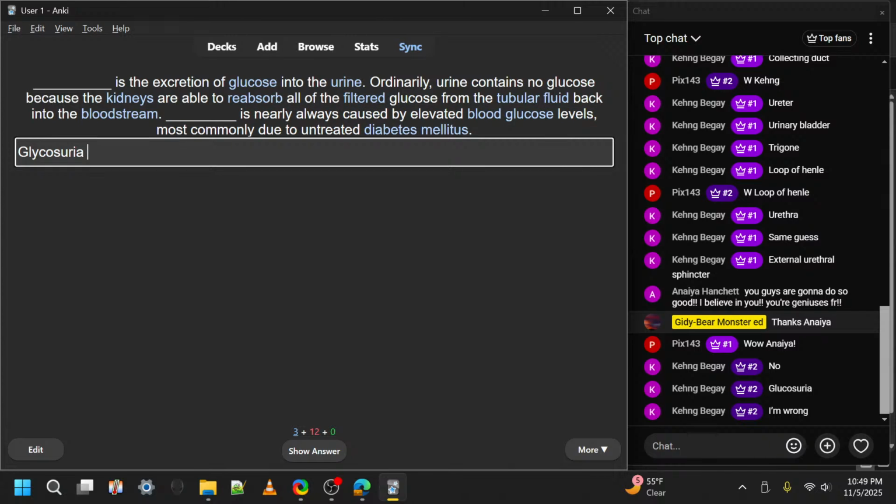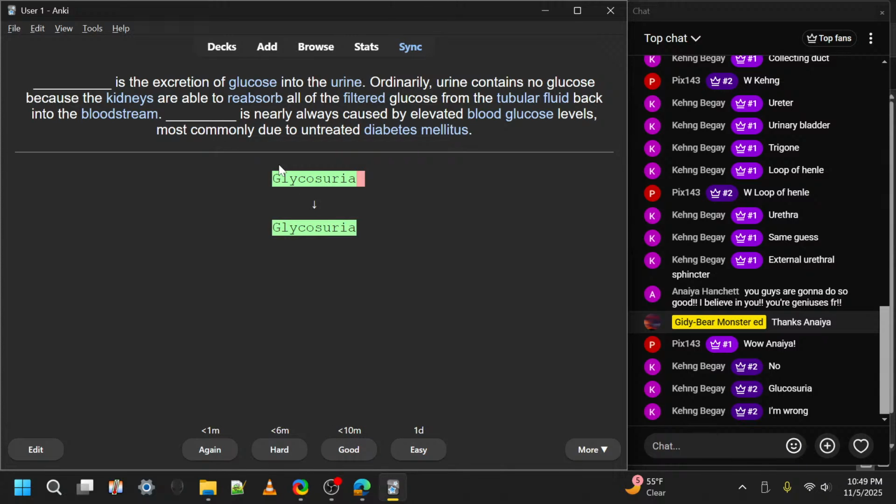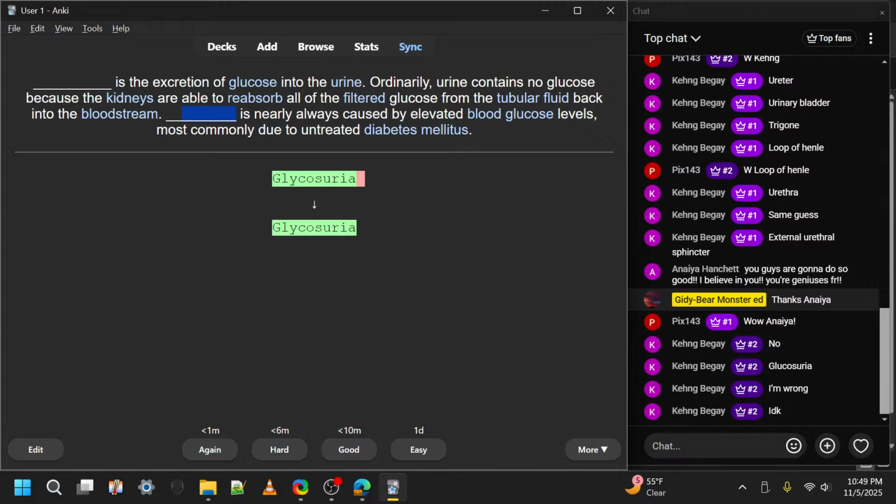I'm not sure what's supposed to go into the second blank. I guess we'll see. Oh, it's the same word for both blanks. Okay, so glucosuria is the excretion of glucose into the urine, and glycosuria is nearly always caused by elevated blood glucose level. Nice. Okay, we got it.